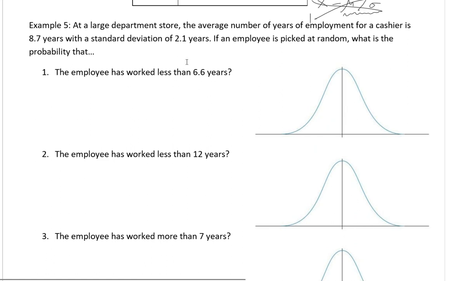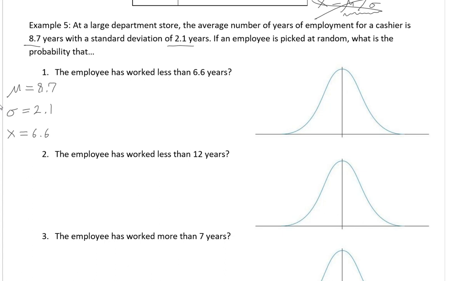At a large department store, the average number of years of employment for a cashier is 8.7 years with a standard deviation of 2.1 years. So I have a mean of 8.7, just pulling out the data, and a standard deviation of 2.1. If an employee is picked at random, what is the probability that the employee has worked less than 6.6 years? So x is 6.6.